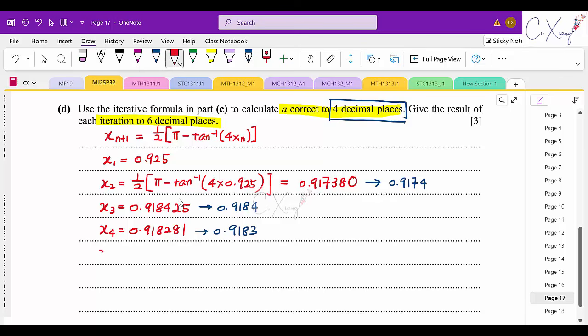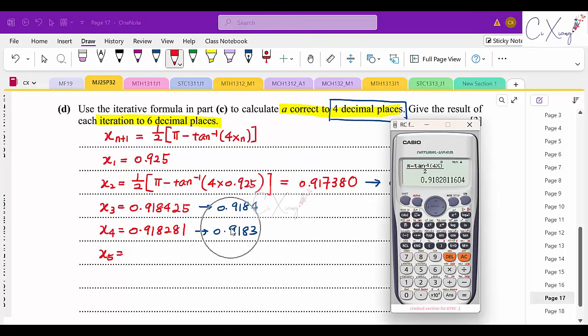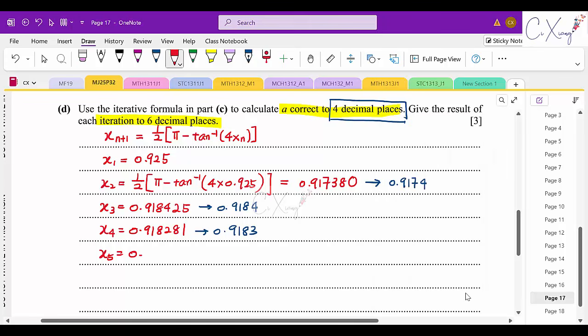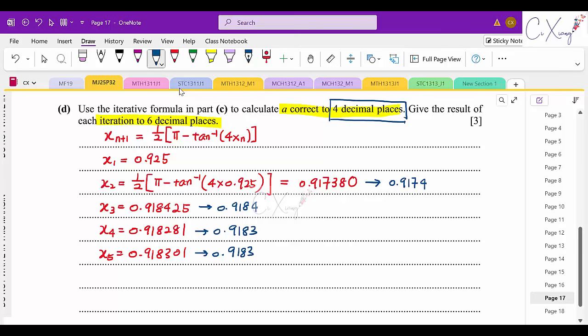And none of these values are repeated yet, right? Therefore, you have to continue to get the answer until you are having 2 values in 4 decimal places repeated. Then I need to continue now because I don't have any repeated answer for 4 decimal places. So press calculate again. Then type in the value previously, 0.918281. Press equal sign. Then we get 0.918301. Then double check this one. Oh, you get already 0.9183.